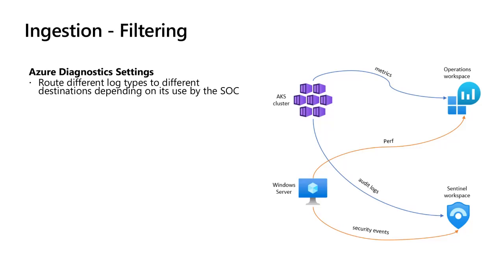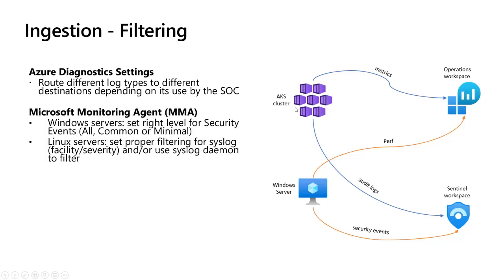Depending on whether or not you need it by the SOC or not, right? So for example, AKS, if you go to your AKS cluster and you go to diagnostic settings, you will see there that you have like 8 or 9 different log types that you can select from. You can, for example, as you can see in the picture, select to just send the metrics related to performance to your operations workspace, but then other log types like audit logs that you need for your security detections, send them to the Sentinel workspace. So that is something that you can do very easily with Azure Diagnostic Settings.